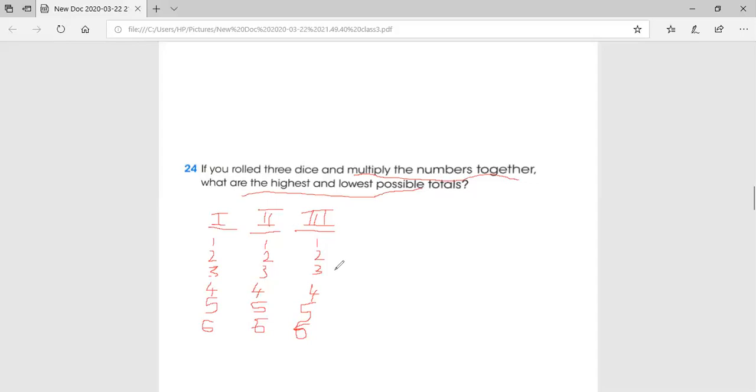Here, actually, the lowest score for the first die is 1. The lowest score of the second die is 1. The lowest score of the third die is 1. If we multiply the lowest scores together, 1 multiplied by 1 multiplied by 1, that is equal to the answer 1.